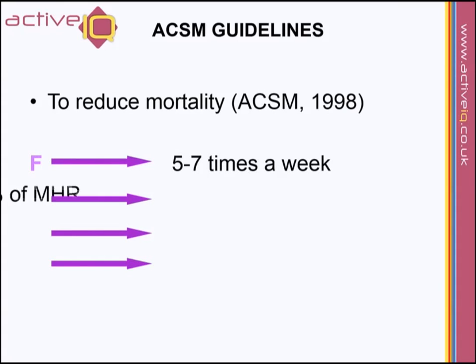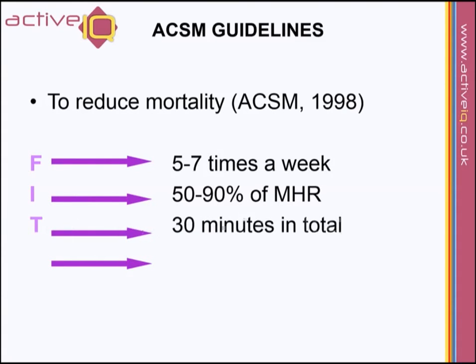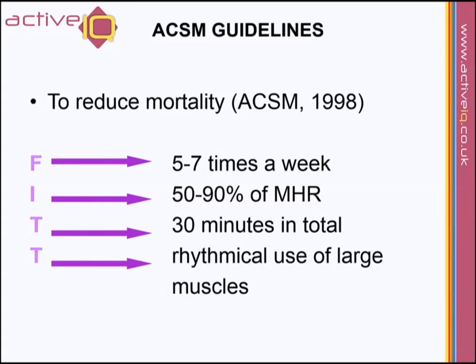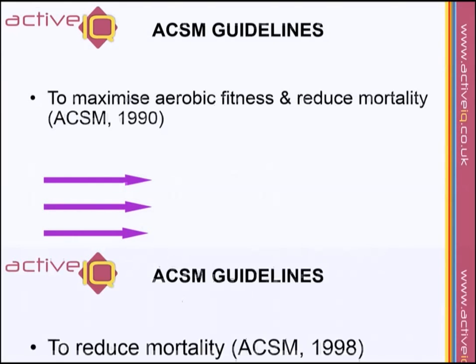We look at some American College of Sports Medicine guidelines that you may well be asked in one of your papers. The first one is to reduce mortality or to reduce death. The frequency is 5 to 7 times a week. The intensity range is 50 to 90% of maximum heart rate. The time is 30 minutes in total, and the type of exercise is rhythmical use of large muscles. Something like walking would be quite good for that.